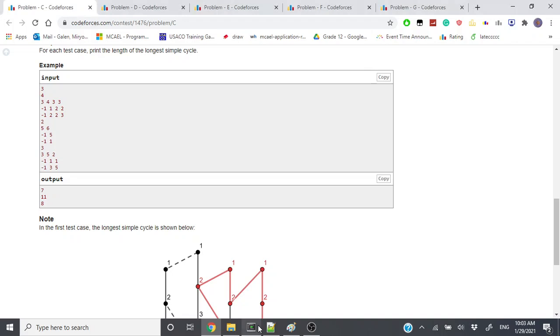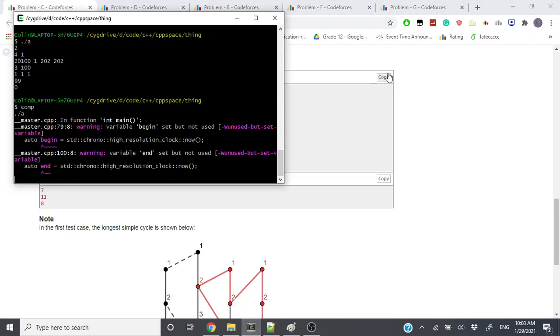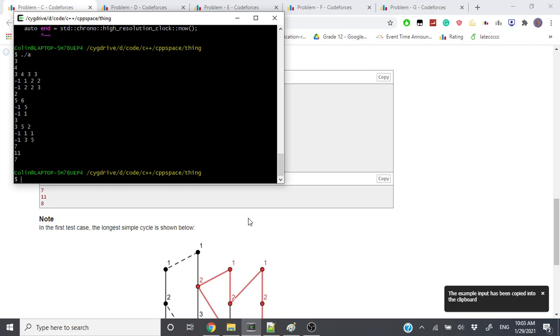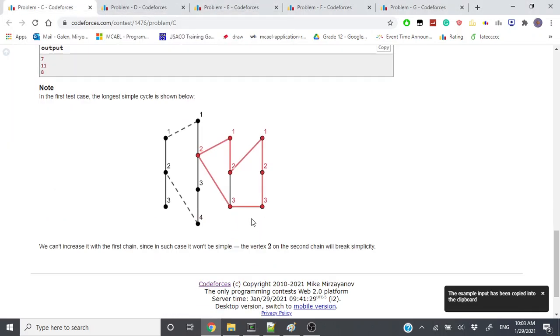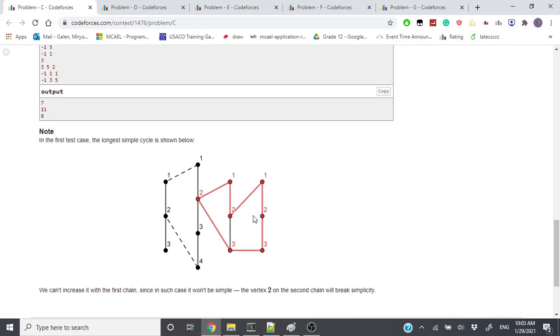Do we have multitests? Yeah, we do. Okay. What's the second test then?